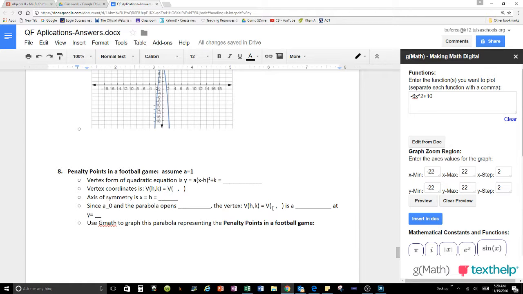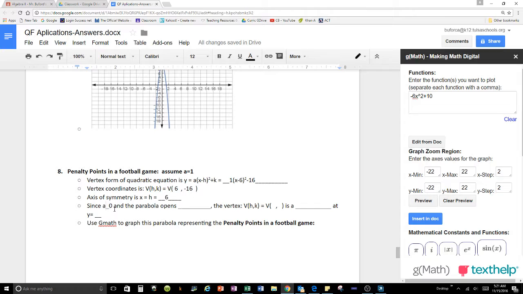Okay, a is equal to 1, so that's 1 times (x minus 6), h was 6, squared, and that was minus 16. Okay, h and k were 6 and minus 16. The axis of symmetry is h equals 6.